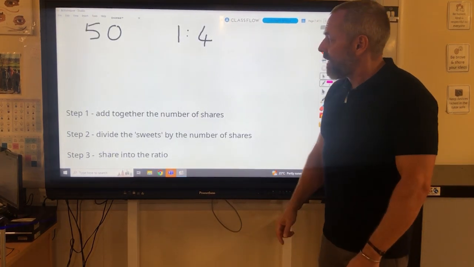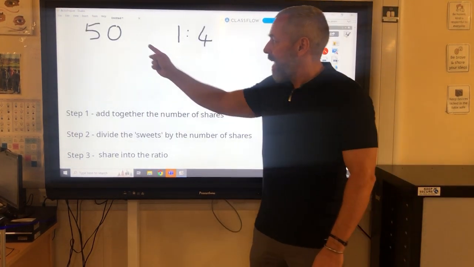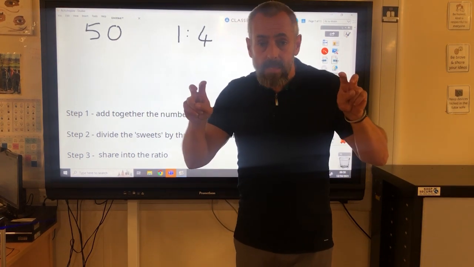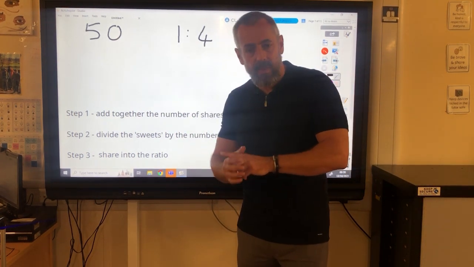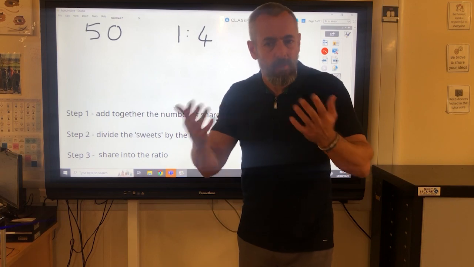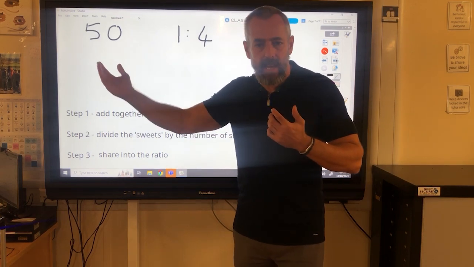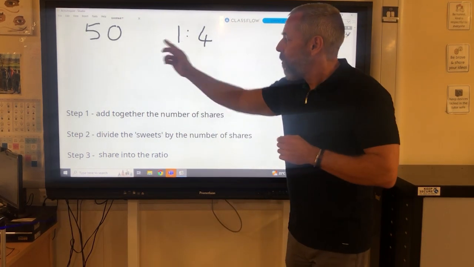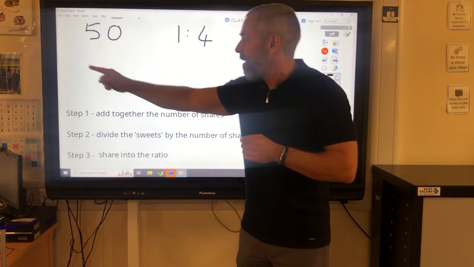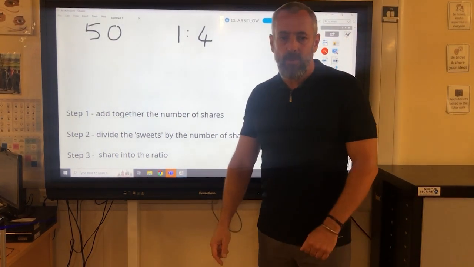So let's have a look at this. We want to share out 50 sweets. I'm going to keep referring to them as sweets to make it simpler, but obviously what we're essentially doing is sharing out a number. But I'm going to keep talking about sweets. We're sharing out 50 sweets in a ratio of 1 to 4.